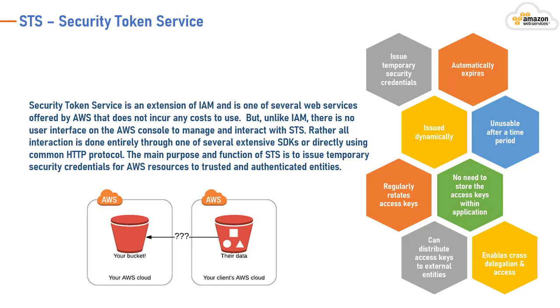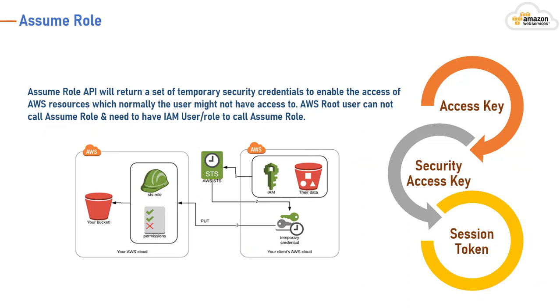Assume role. The assume role API will return a set of temporary security credentials to enable access to AWS resources which normally the user might not have access to. The AWS root user cannot call assume role; you need to have an IAM user or role to call assume role. This will return a set of temporary security credentials which contain an access key, secret access key, and session token.